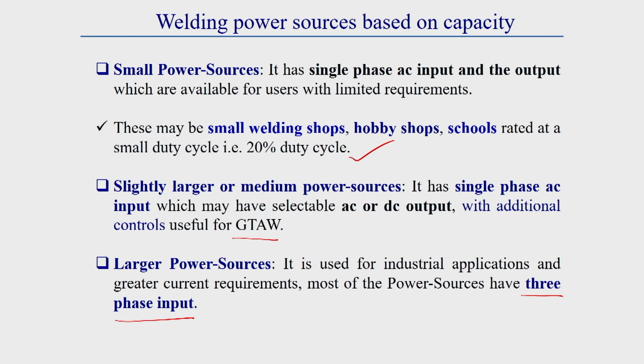So this is all about the power sources of welding processes, especially traditional welding power sources and their characteristics. Next class I will discuss the physics and principles involved in different types of traditional welding processes.